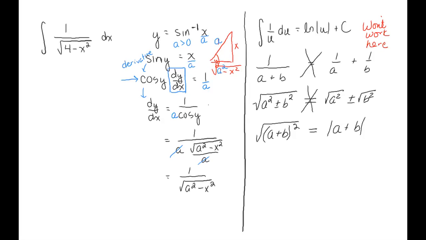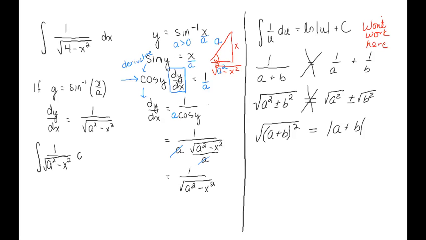So the derivative of sine inverse of x over a, so if y equals sine inverse of x over a, dy dx is 1 over the square root of a squared minus x squared. That says the integral of 1 over the square root of a squared minus x squared is sine inverse of x over a. So this is my integral formula.